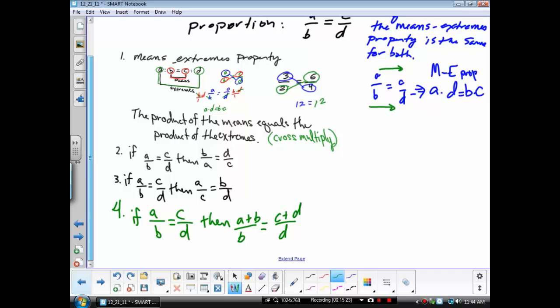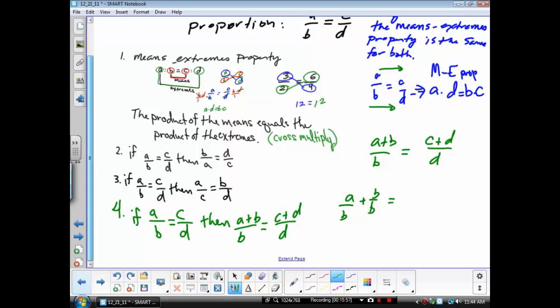Now in order for this to be the case, I use the means extremes property on this. How does that work? That's what we're going to be looking at. There are two ways I could show you why it works. You can write this as two separate fractions, and I'll show you this way first: A over B plus B over B.